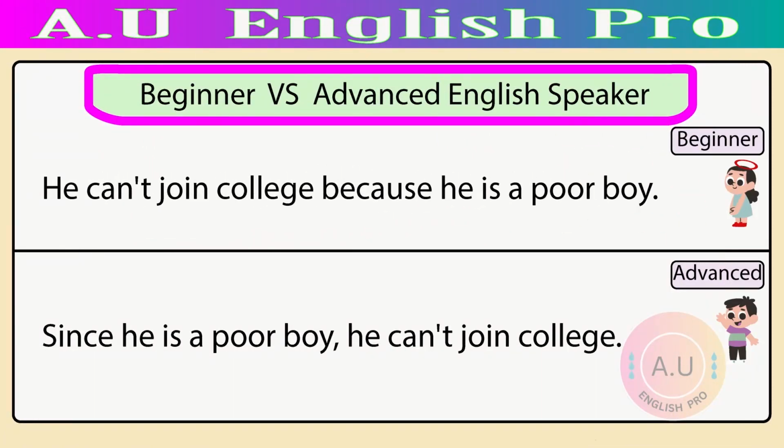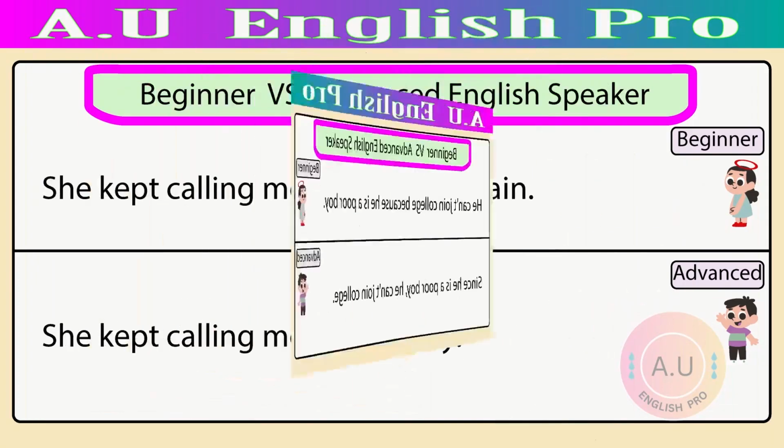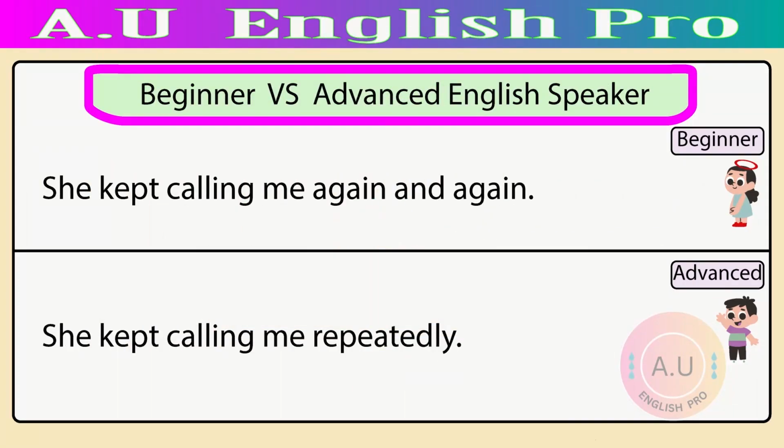Friends, our next sentence is, he can't join college because he is a poor boy. If you want to sound better, so you can say, since he's a poor boy, he can't join college. Friends, our next sentence is, she kept calling me again and again. So for better sound, you also can say, she kept calling me repeatedly.